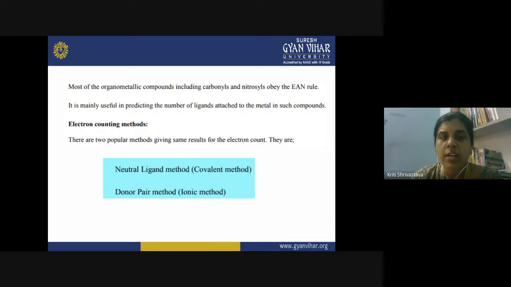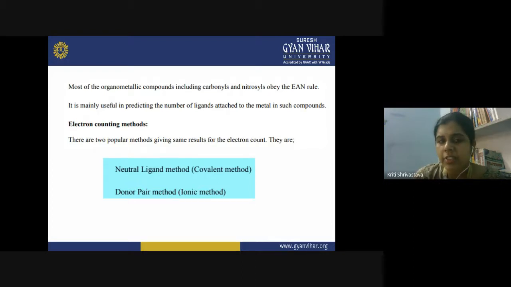Most of the organometallic compounds, including the carbonyls and nitrosyls, obey the EAN rule, and it is mainly useful in predicting the number of ligands attached to the metal in such compounds. So not only about the nature of the ligand that you get from the EAN rule, but also we can count on the number of metal-metal bonds present in a particular polynuclear carbonyl.